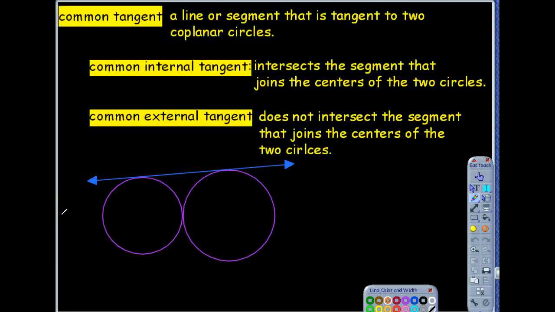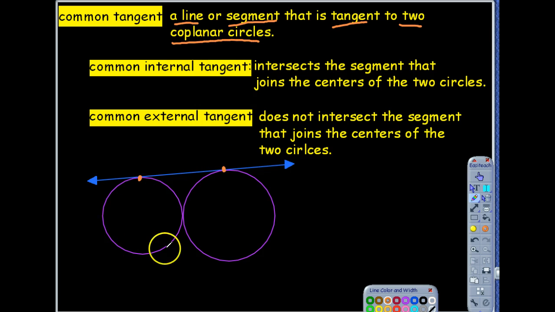Common tangents. So we've talked about lines that are tangents to a circle. A common tangent is when we've got a line or a segment, because we could talk about a common tangent segment, because a line contains segments, that is tangent to two coplanar circles. So two circles that are in the same plane. If you look at these two circles, they share one tangent that is considered a common tangent because it's a tangent to both of those that's drawn on this picture.